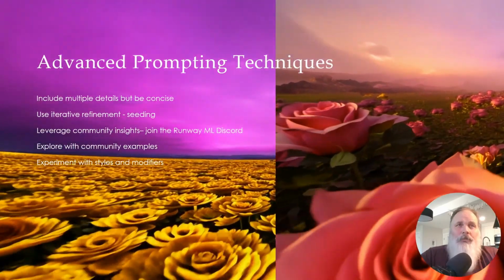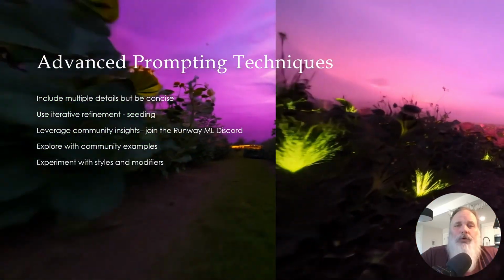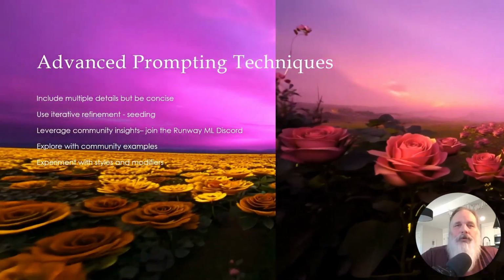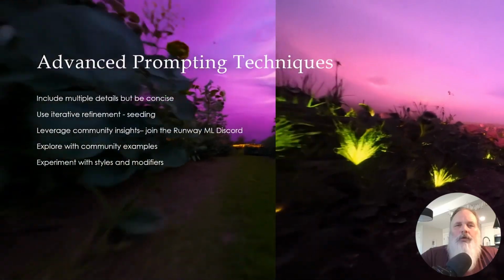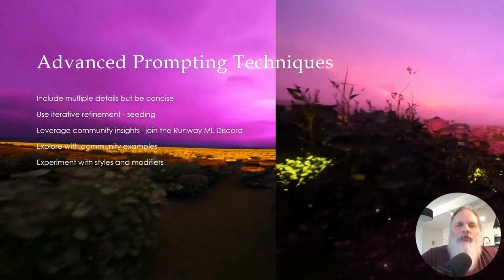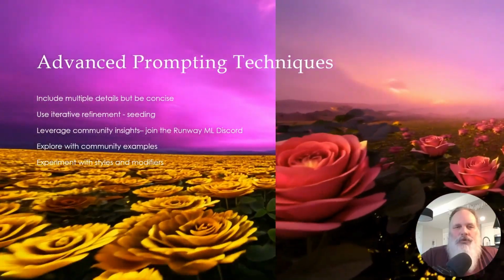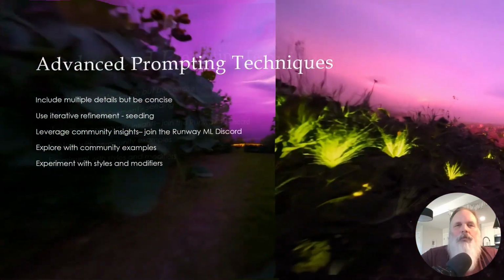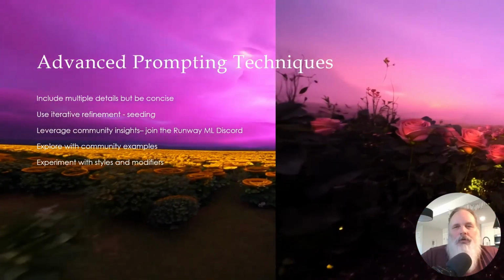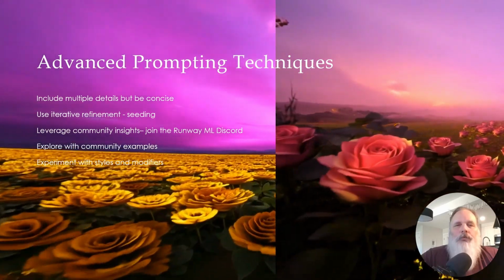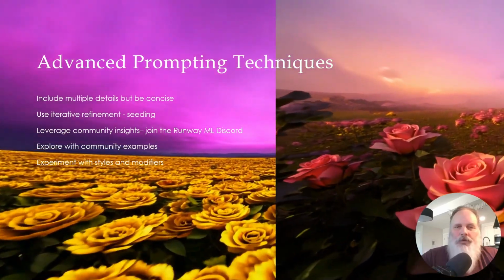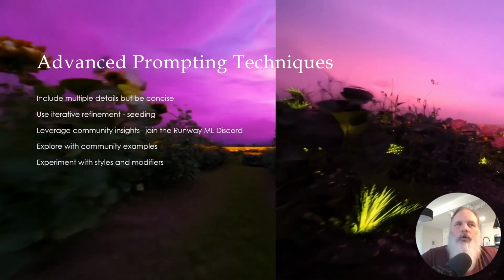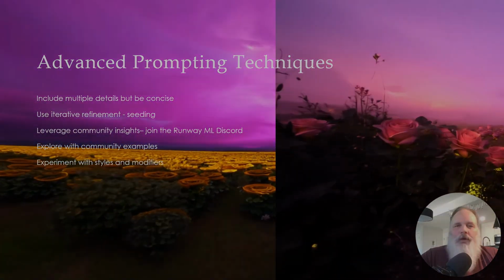Another great tip is leverage the community insights. Join the Runway ML Discord. There's lots of good content on there. There's lots of good prompt examples. What I will generally do is grab a prompt from the Discord channel. You can see the output of what they've done with the prompt, use that prompt, tweak that prompt, and make it your own. And you see a lot of it. You can have a lot of exploration as you go through those prompts. You can see what somebody's typed in their prompt and what it's generated. And if you like the results, you can definitely bring it over, experiment with other styles and modifiers.